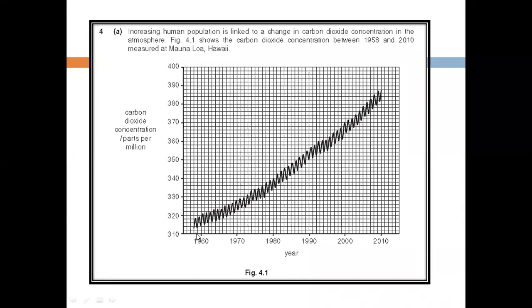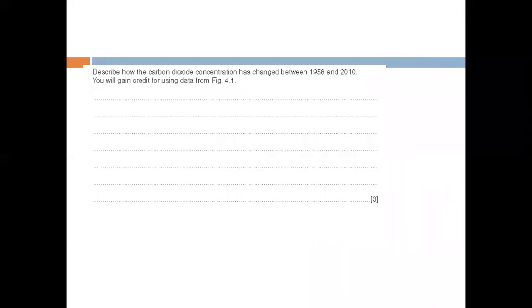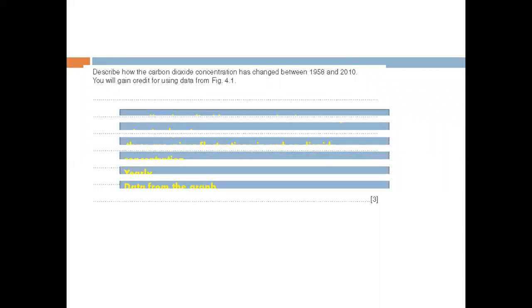If they want you to describe the graph, you will give this general trend, and after that you can give values from the graph, like for 2010. What should be the value? You will come and give the value that is coming against it, with carbon dioxide concentration in parts per million. You should be careful about the unit. Whenever you are describing the graph, you have to mention the unit. Unit is very, very important, right? Describe how the carbon dioxide concentration has changed between 1958 and 2012. You will gain credit for using the data from figure 4.1.